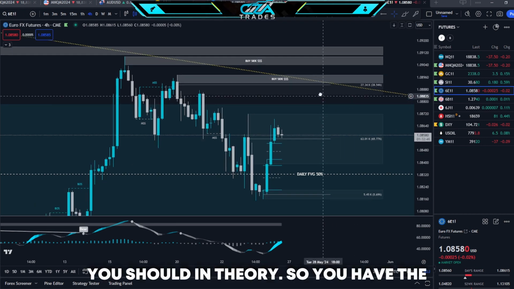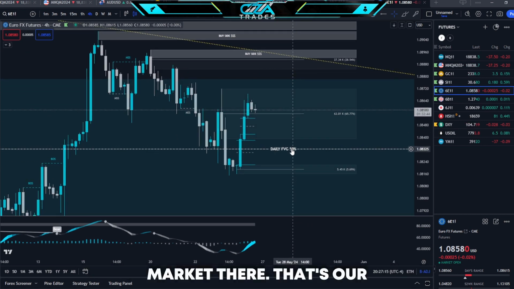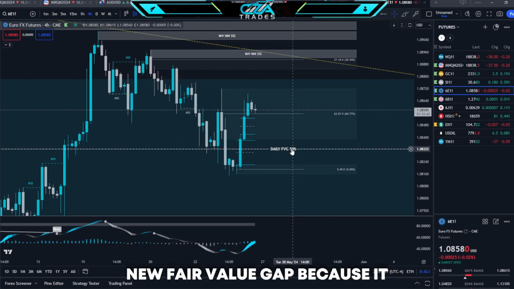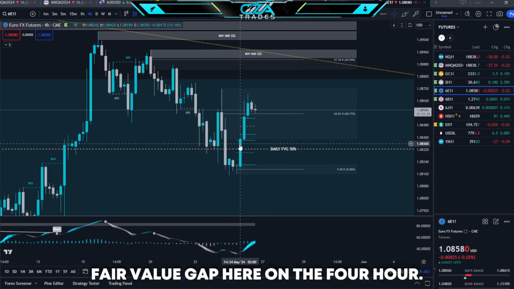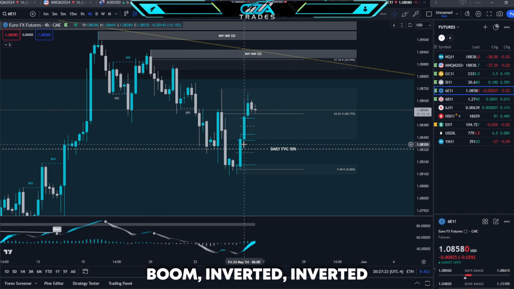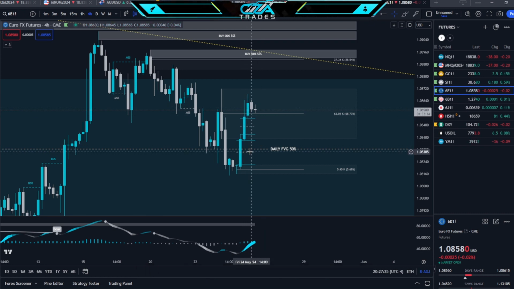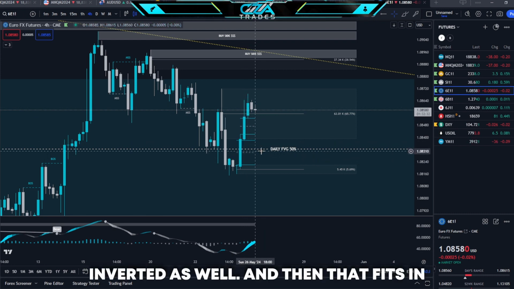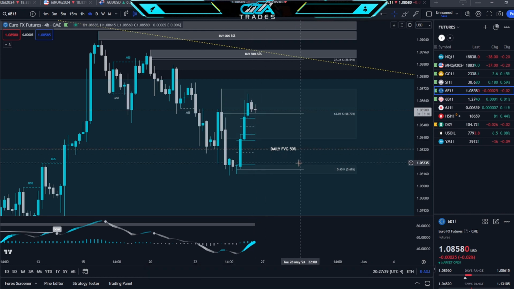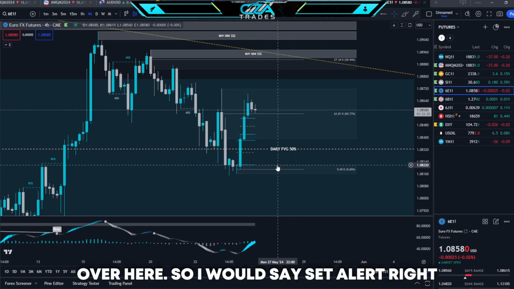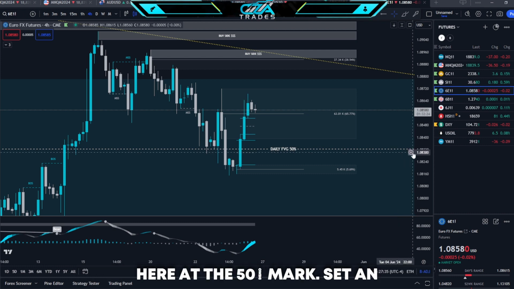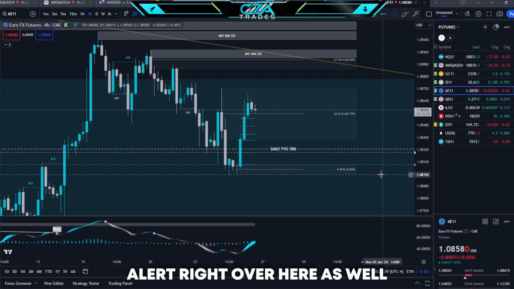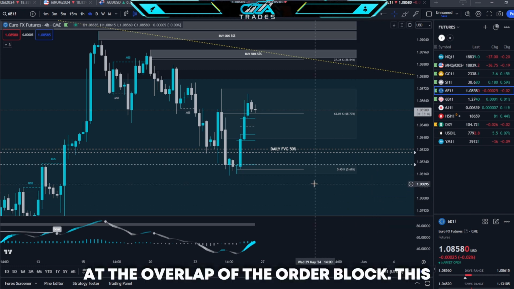You should, in theory, so you have the daily fair value gap 50% mark right there. That's our new fair value gap because it disrespected it. You have fair value gap here on the 4 hour, fair value gap here on the 4 hour. Boom, inverted, overlapping with the daily inverted as well. And then that fits in the optimal trade entry. Now you have an order block over here. So I would say set an alert right here at the 50% mark. And set an alert right over here as well at the overlap of the order block.